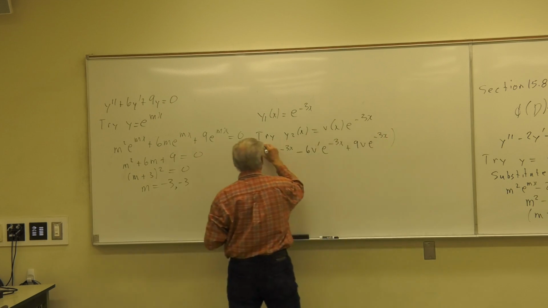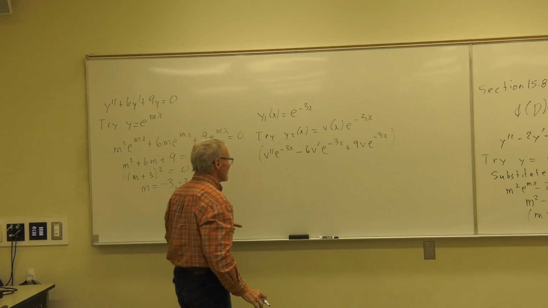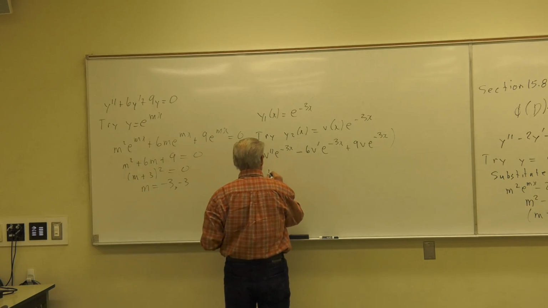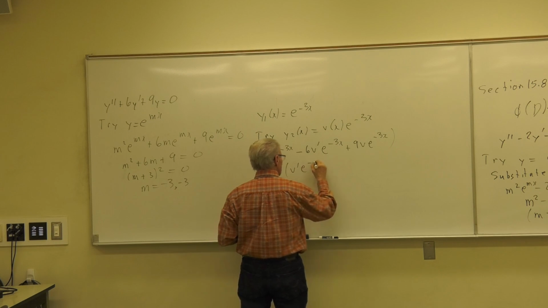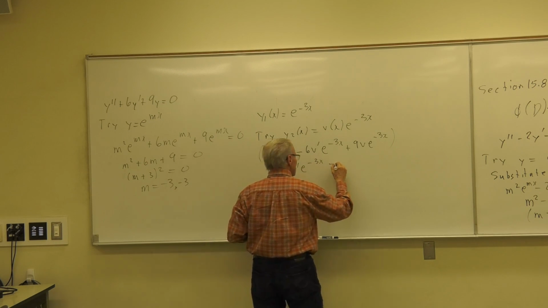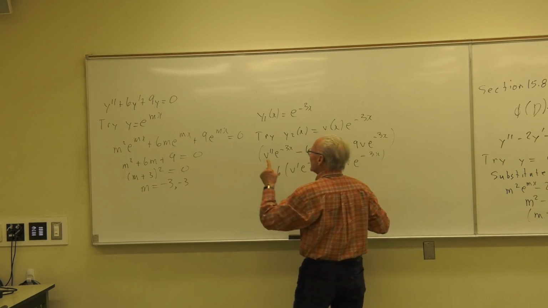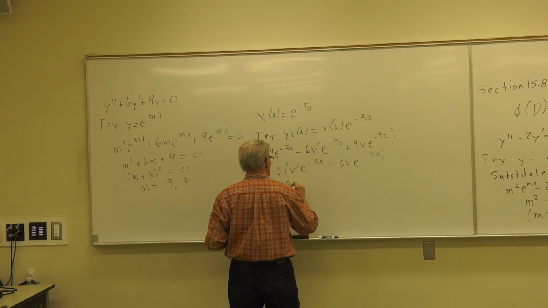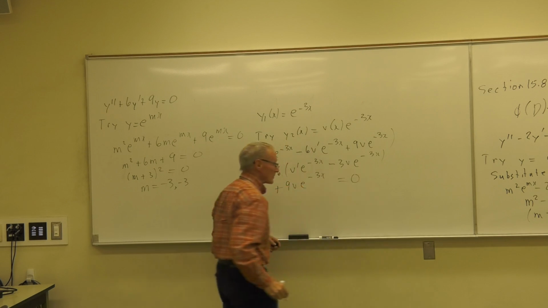How does that work then for second derivative of him? Then we need 6 times first derivative, v prime, e to the minus 3x, minus 3v e to the minus 3x. And then we need 9v e to the minus 3x. And that's supposed to be equal to 0.